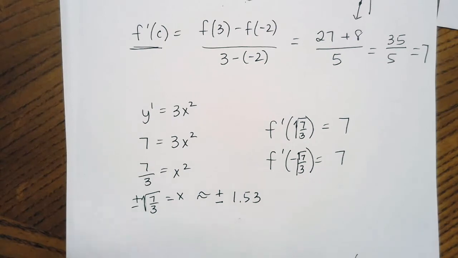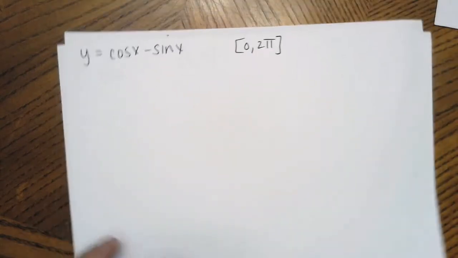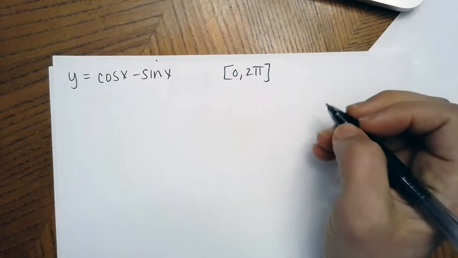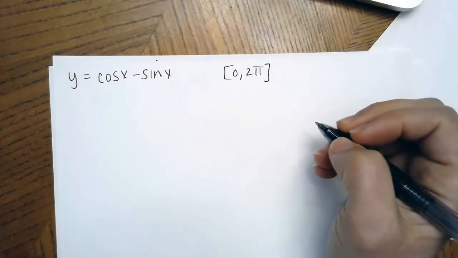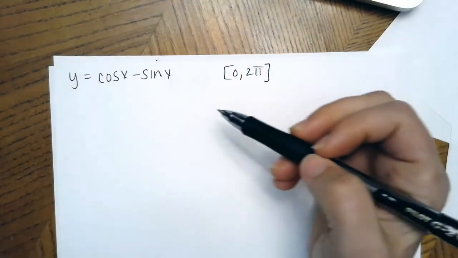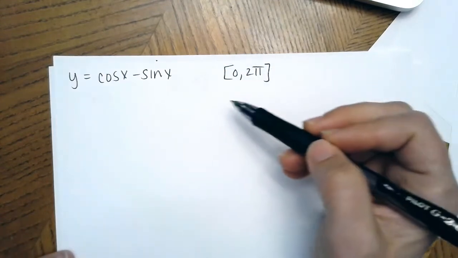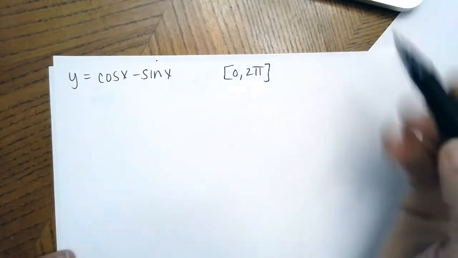So let's do another one like that then. Of course, we can't leave out the trig. So let's look at y equals the cosine of x minus the sine of x. We want to show that the mean value theorem will work, right? Cosine and sine are both continuous functions, and so when we combine them, that should also be continuous, so I shouldn't have an issue with that.